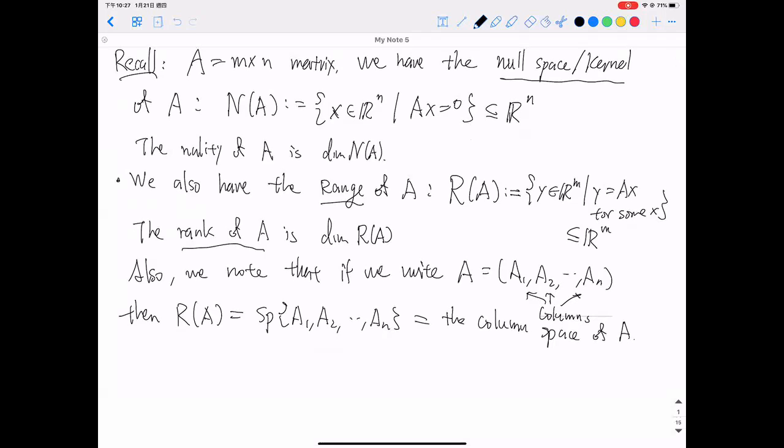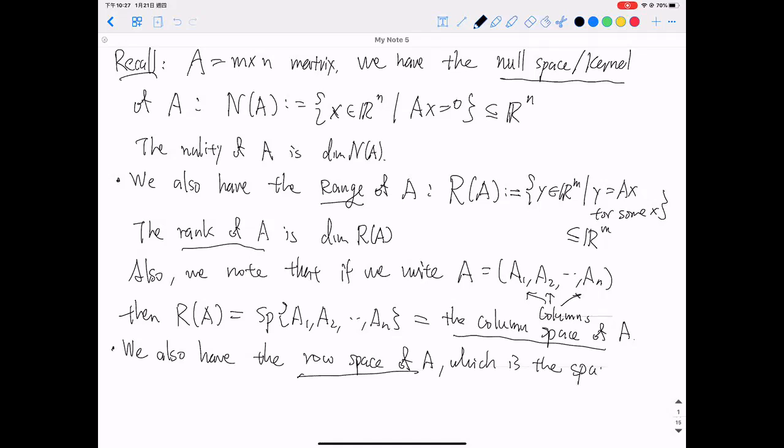Another thing we have for a given matrix A is the row space of A, which is the span of rows of A. And because rows are n-dimensional vectors, this is a subspace of R^n. Okay.